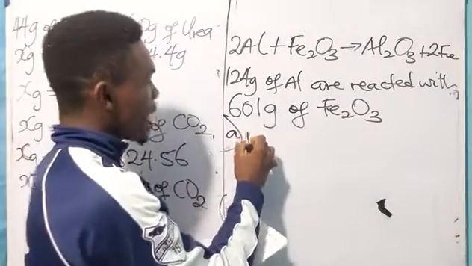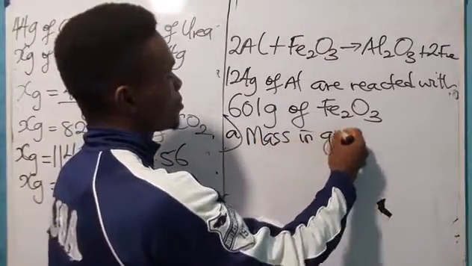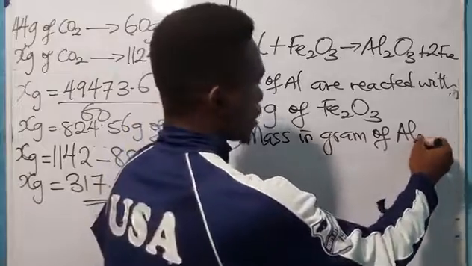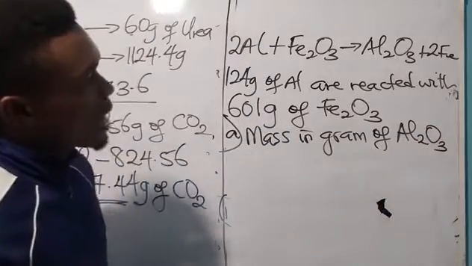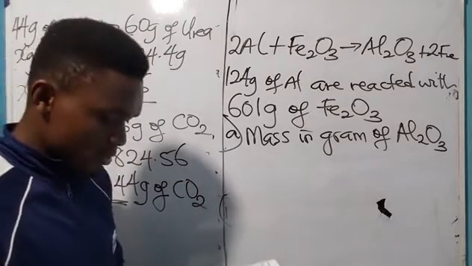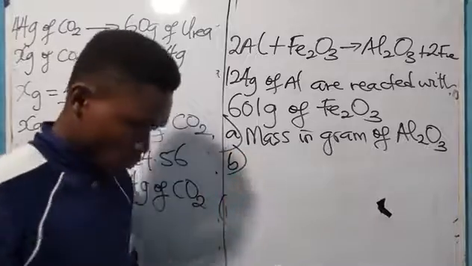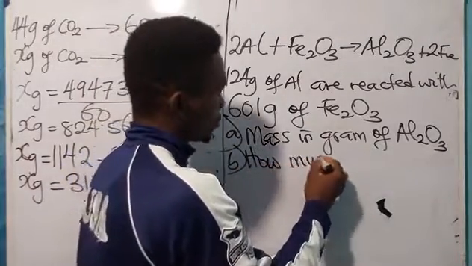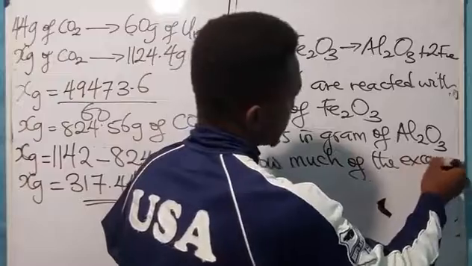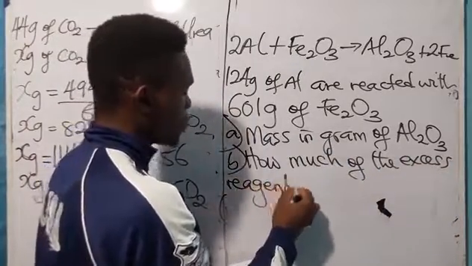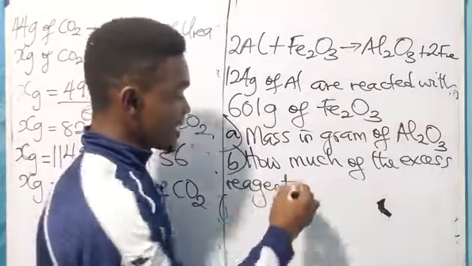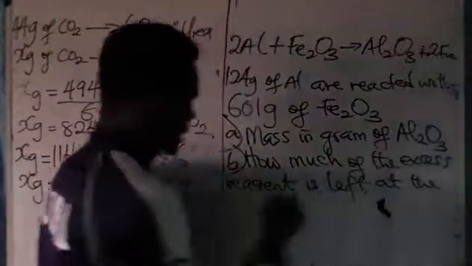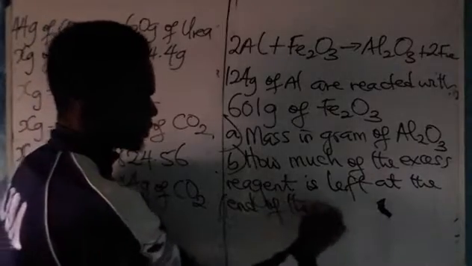Now here comes the question. A: Calculate the mass in gram of aluminium oxide formed. B: How much of the excess reagent is left at the end of the reaction?